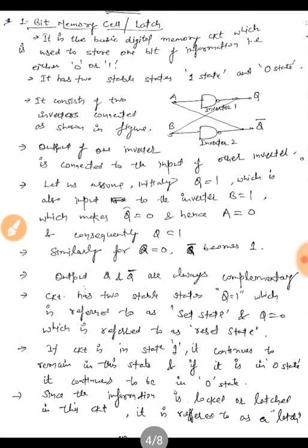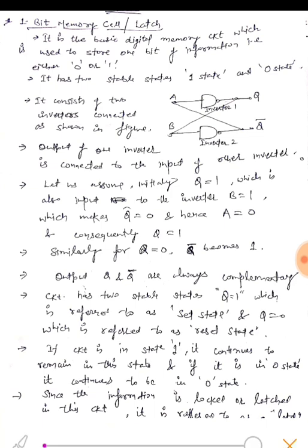So let's start with the 1-bit memory cell, which is also called a latch. It is basically a digital memory circuit which stores only 1 bit, that is, it can store a 0 or it can store a 1. There are two stable states of a latch: state 1, when it stores 1, and state 0, when it stores 0. So it can be in any one of these two states at a particular time.